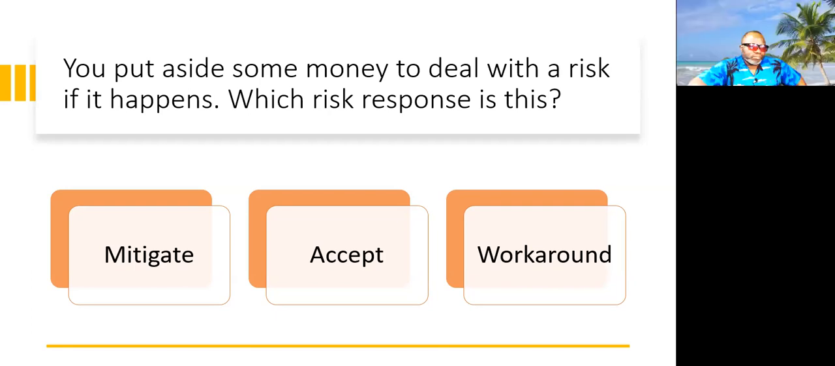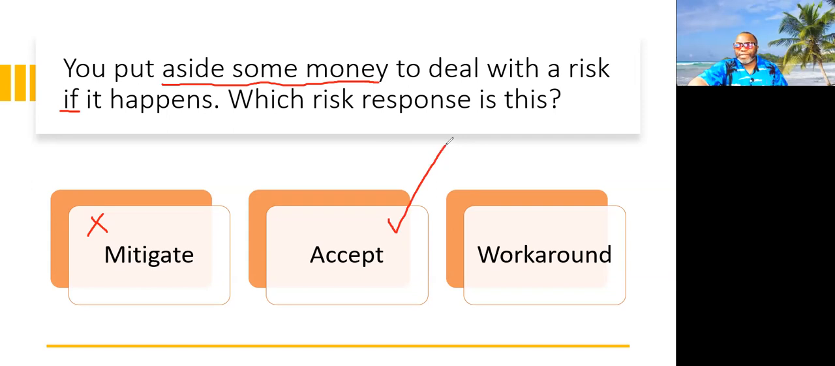Alrighty then, 3, 2, and 1. So using the process of elimination, as we always do, we're talking about dealing with a risk if it happens. Mitigate deals with a risk before it happens, not if it happens, right? A workaround is a response that was not initially planned, right? The best answer in terms of putting aside some money, which is in some way a little bit more proactive than not doing anything at all, is still accept.